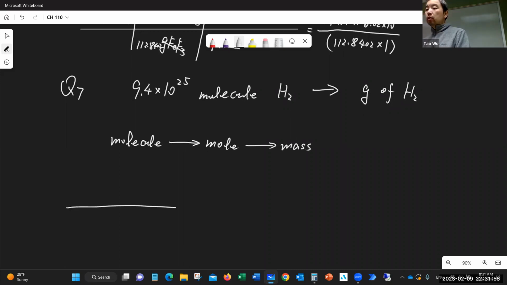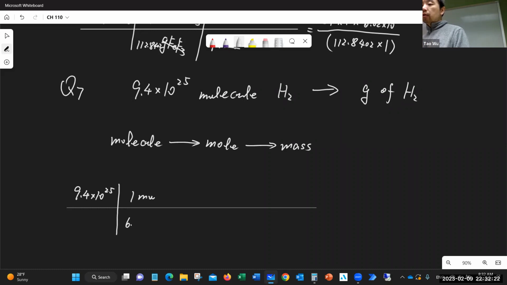Okay, so first we're going to set up the equation. We have 9.4 times 10 to the 25th of these molecules, and we know this number has to be divided by Avogadro's number to figure out how many moles. That's because 1 mole of this molecule equals 6.02 times 10 to the 23rd of these molecules. So you divide by that, and by this division you will get how many moles.